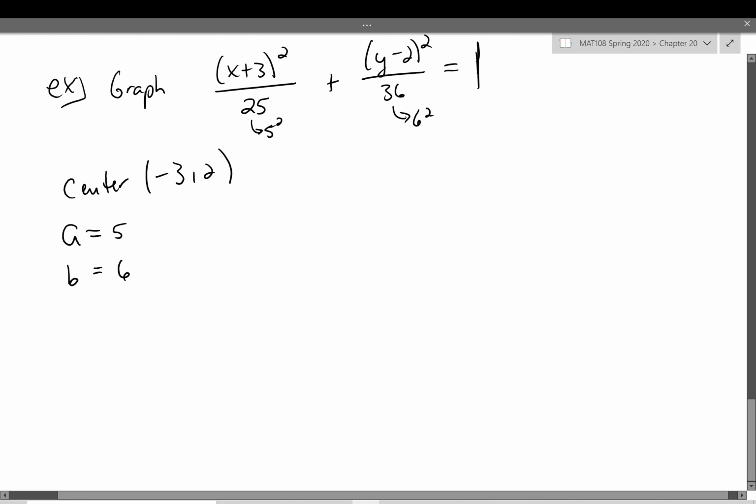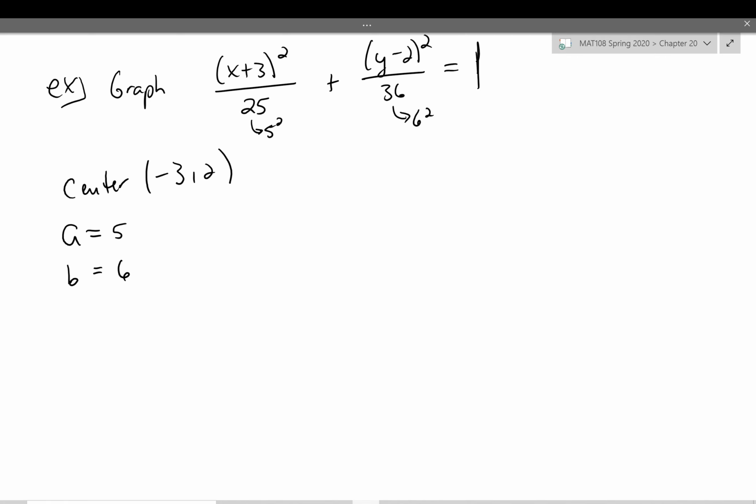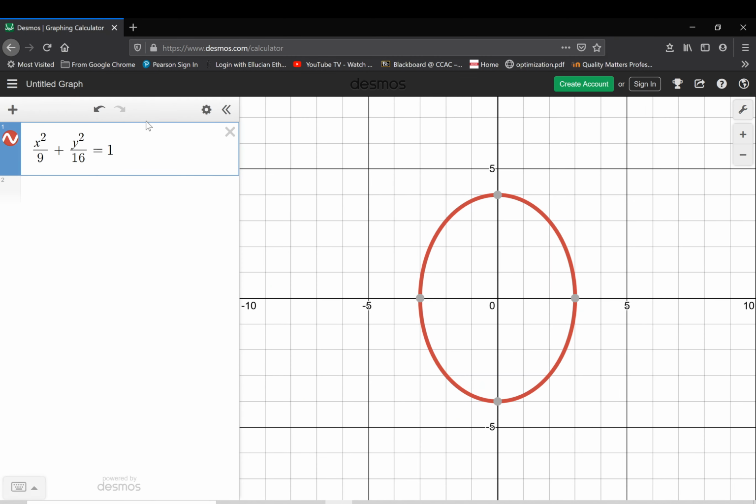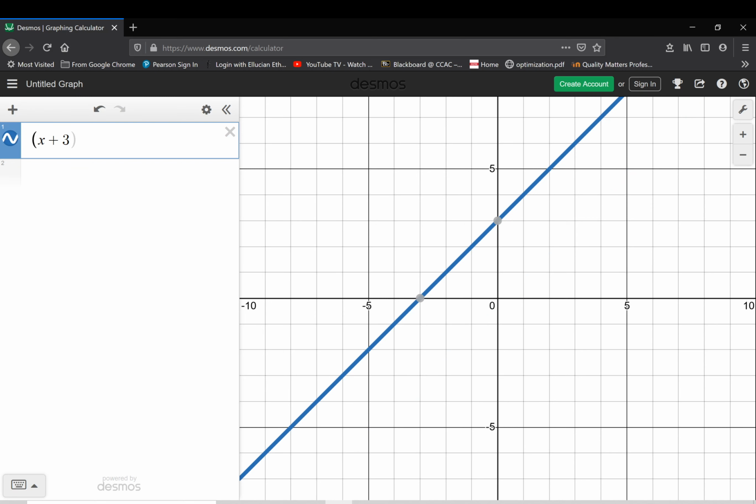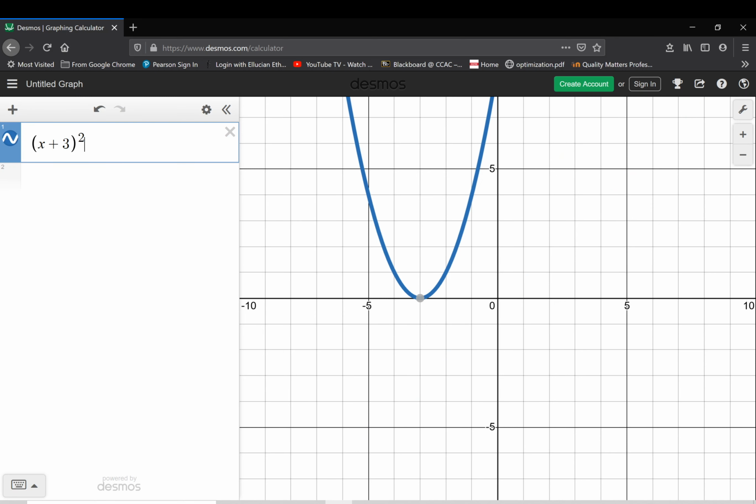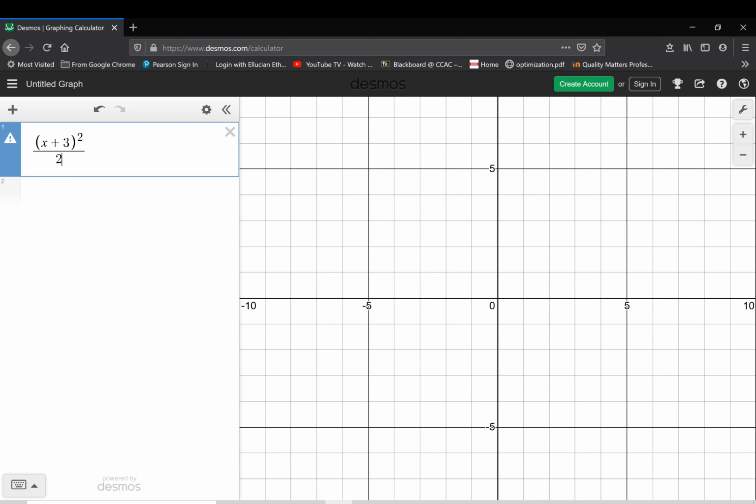So let's go ahead and plot this in Desmos because I don't want to mess this up. I want it to look nice and pretty, and then I'll label everything for you. Okay? So let's go back into here. We'll just get rid of this. All right. So parenthesis x plus 3 quantity squared divided by 25 plus parenthesis y minus 2 quantity squared all over 36. And that's going to equal 1.